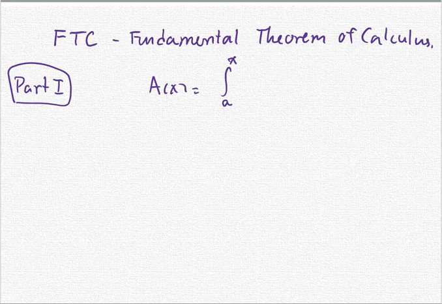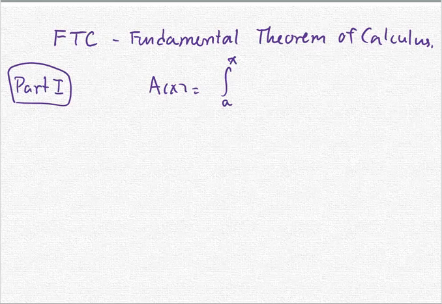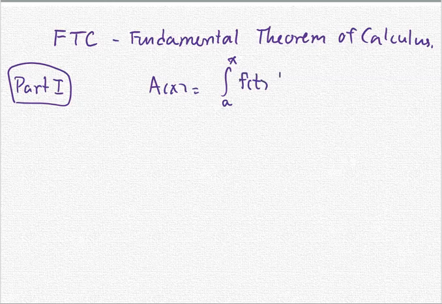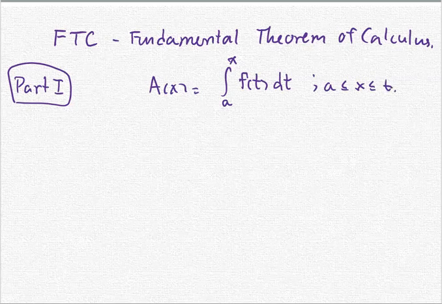The area function A of x is a definite integral from a to x, where a is a real number, and the function is a function of t, where t is the dummy variable. The t is a number between a and x. So a is less than or equal to t, less than or equal to x.